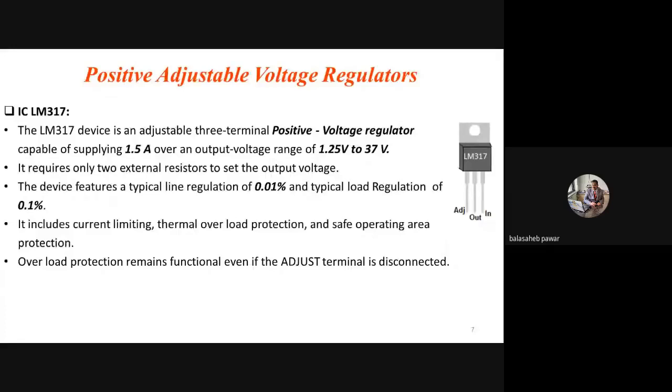Okay, so it looks like this. This is known as the DIP, dual inline package. There are 3 terminals: first terminal, pin number 1, then the middle, second, and the last one, that is the third pin.